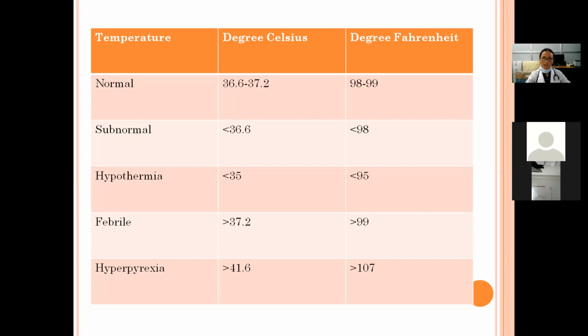So the normal temperature range in degrees Celsius is 36.6 to 37.2. Fahrenheit is taken as 98 to 99. Subnormal temperature, that is cold stress, is a temperature of less than 36.6 degrees Celsius, or less than 98 degrees Fahrenheit. Hypothermia is described when the temperature is less than 35 degrees Celsius or less than 95 Fahrenheit. A child is said to have fever, or is febrile, when the temperature is more than 37.2 or more than 99 Fahrenheit. Hyperpyrexia is a condition when the temperature is way beyond the fever range, which is 41.6 degrees Celsius or more than 100 Fahrenheit.